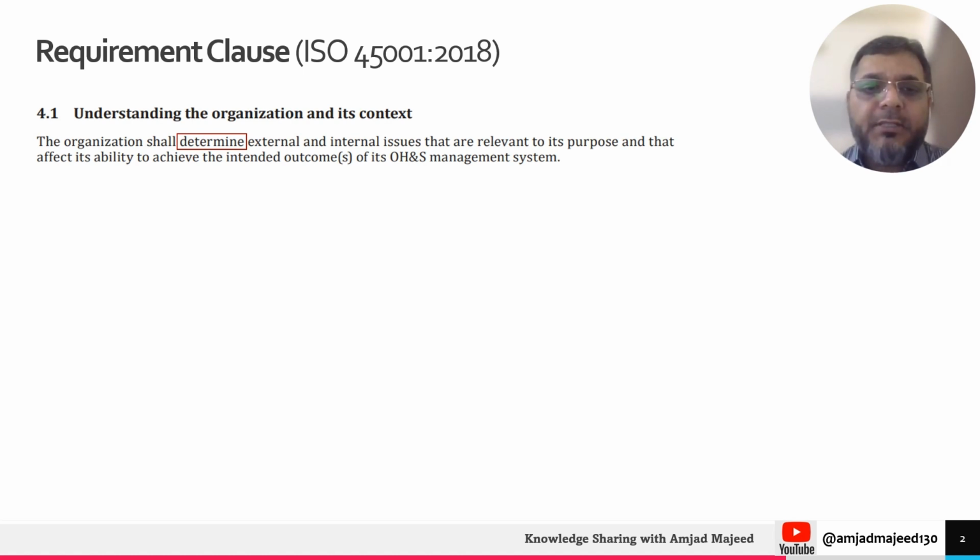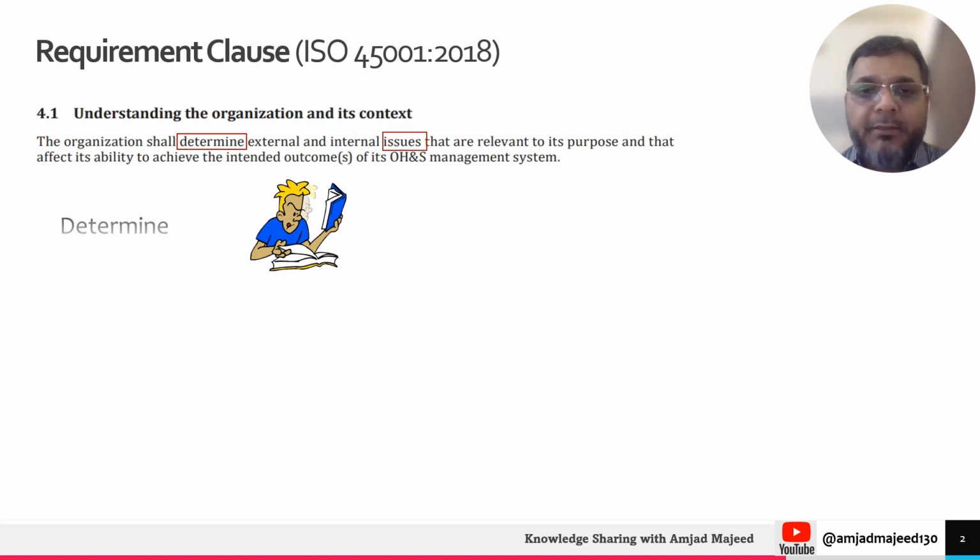Now the standard is saying that you have to determine what? The external and internal issues. Now what is an issue? When the word issue comes, immediately what comes to our mind? That there is some problematic area, some unwanted situation lying there. When you say lying there, where is it lying? It is lying within the organization. It can be external, it can be internal as well. Okay, that are relevant to its purpose.